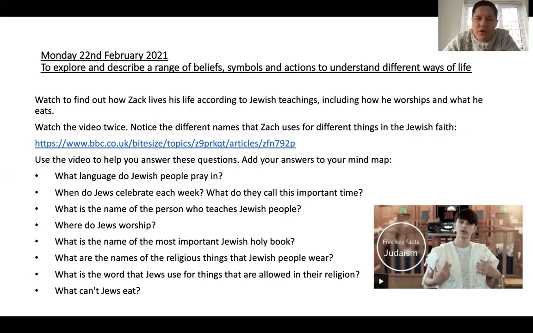Where do Jews worship? And once you've worked out where Jews worship, I want you to see if you can find the closest place of Jewish worship to you. What's the name of the most important Jewish holy book? So, for example, in Christianity, that would be the Bible. What are the names of the religious things that Jewish people wear? What is the word that Jews use for things that are allowed in their religion? And what can't Jews eat? What can't they eat?